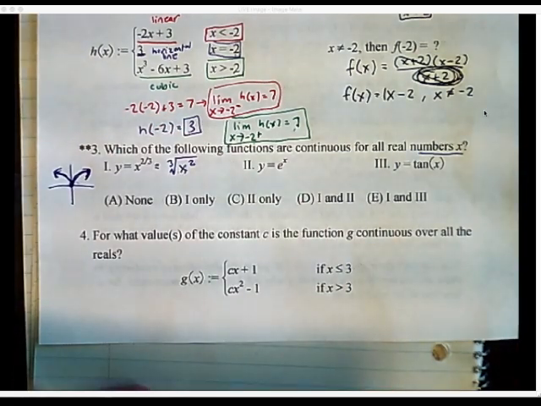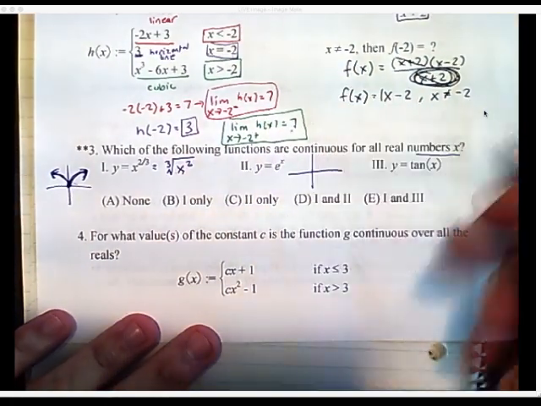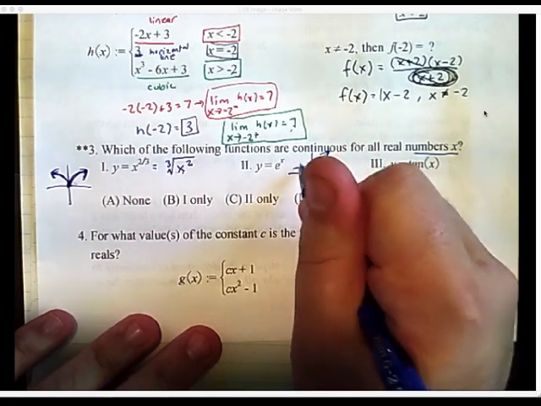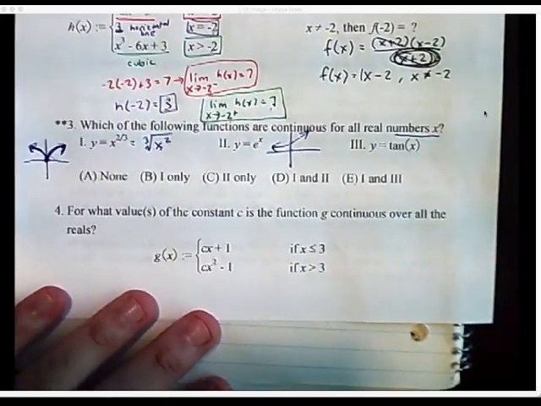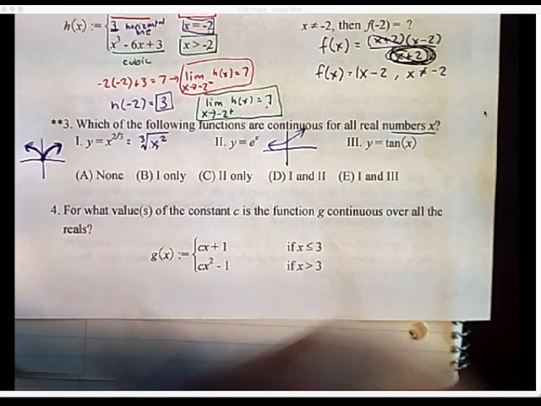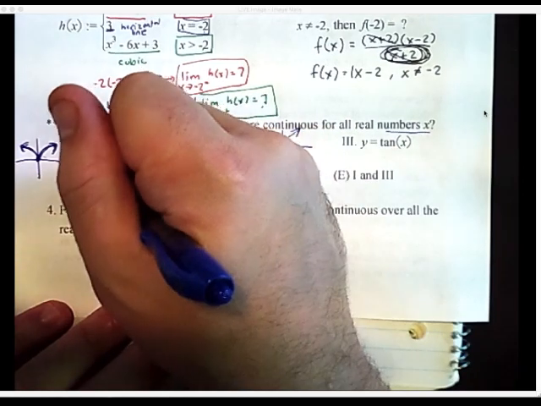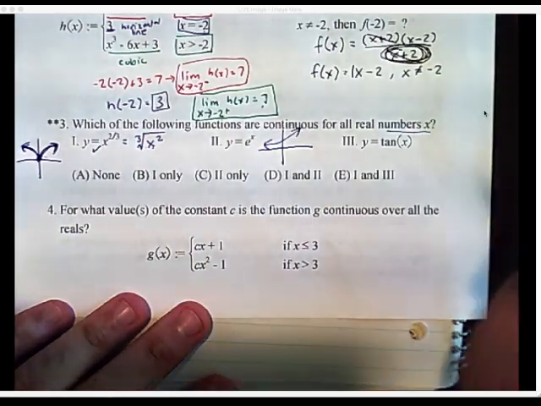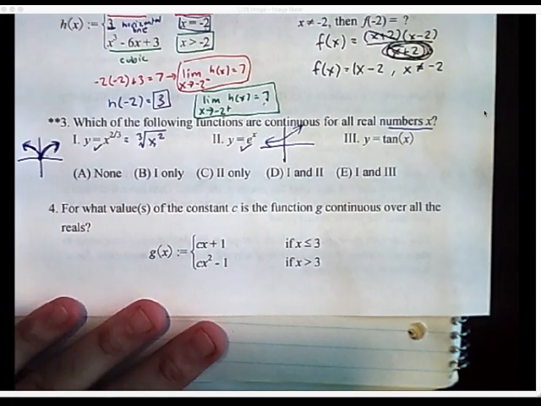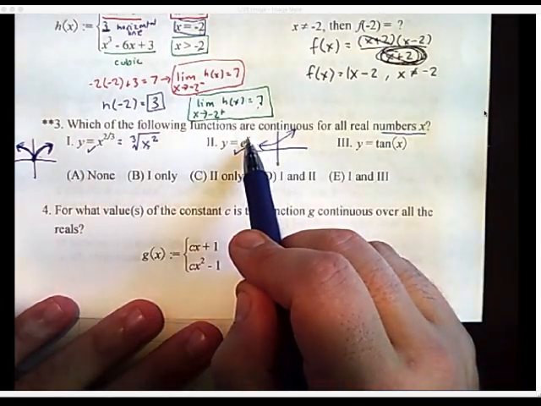Okay, the next graph, a natural exponential graph. That graph looks like this. Okay. I can draw this graph without picking up my pencil. So 1's continuous everywhere for all real numbers. 2's continuous for all real numbers. Even if you plug in negative numbers here, it's still okay.